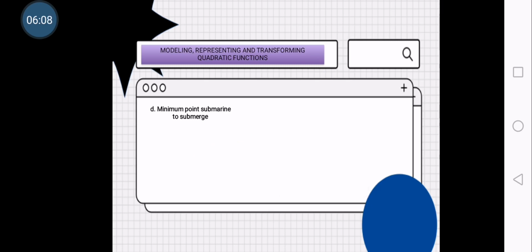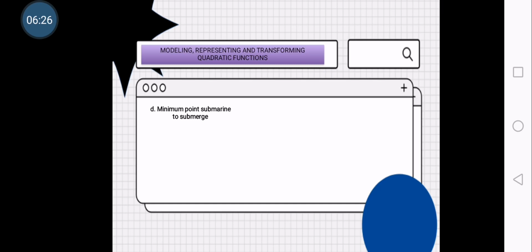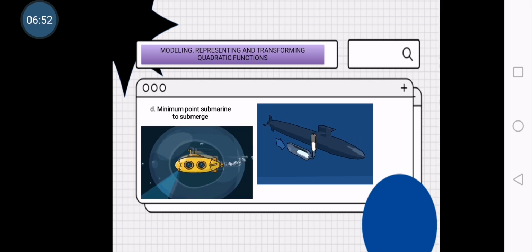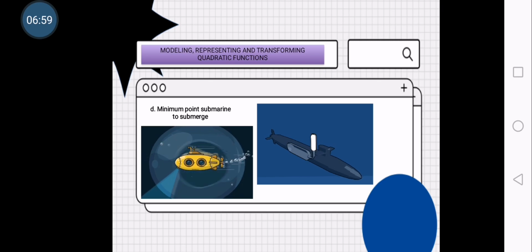And then, for example, minimum point that a submarine to submerge. So, alam naman natin kung ano ang submarine, di ba? So, ito yung isang sasakyang pandagat na dumadaan sa ilalim ng tubig. So, depende kung ano ang purpose niya, for exploration or kung yung submarine ba na yan is for military. And then, kung mapapansin natin ang submarine, ang motion din niya is hindi siya totally straight. So, medyo nagkakaroon siya ng wavy movement dahil siguro sa current ng tubig. So, hindi siya totally straight tumakbo. So, that is also an application of quadratic function.